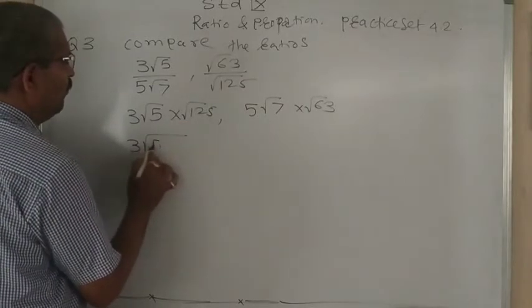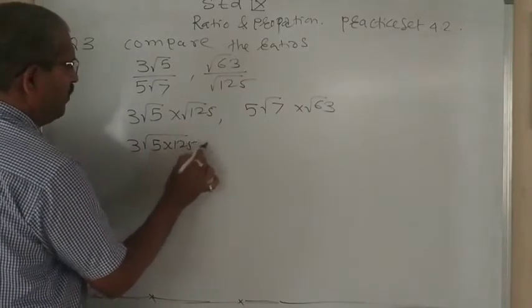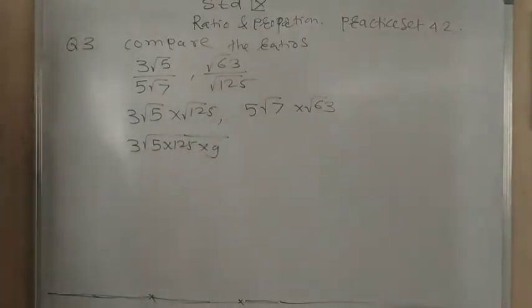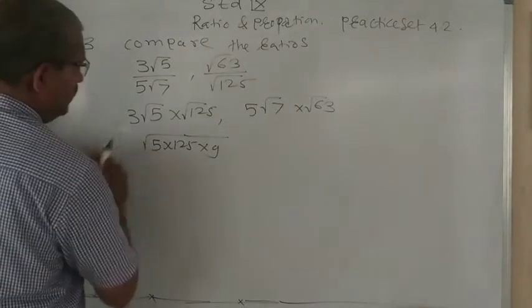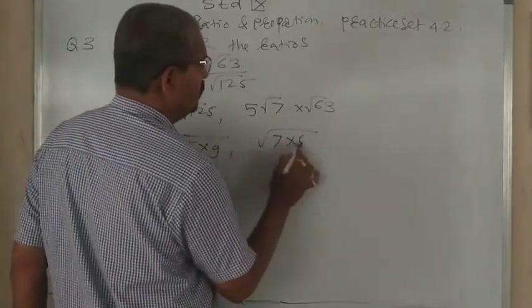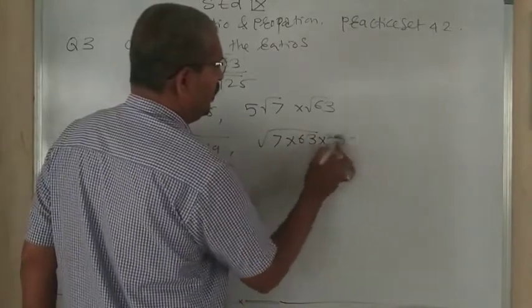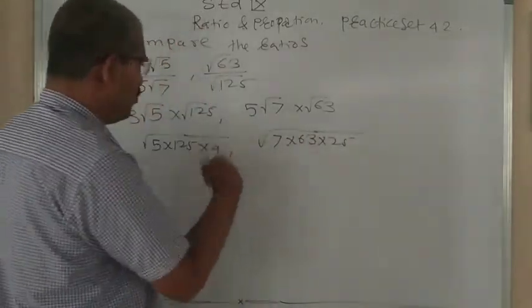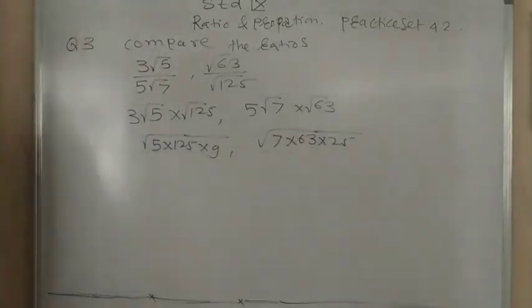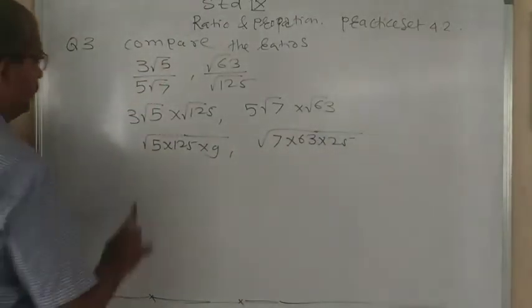3 into 5 into 125. This 3 also goes inside, so it becomes easy to find the answer. Similarly here also, root 7 into 63 into 25. Because when this number goes inside, it becomes a square number. Now do the calculation and find the answer.